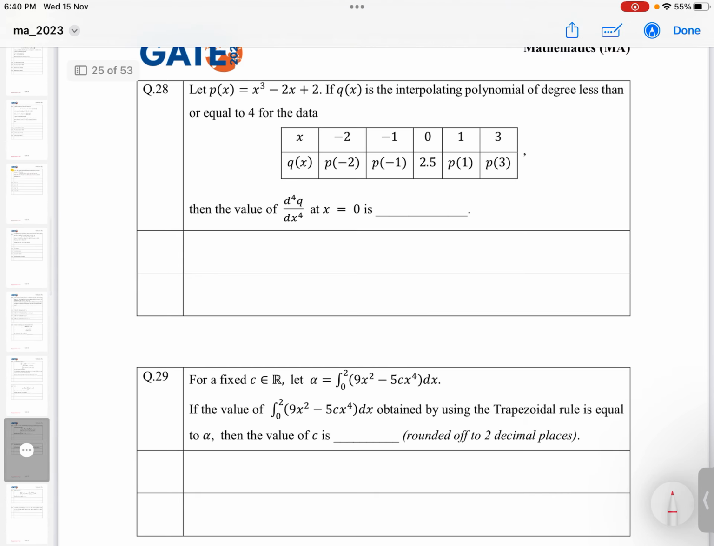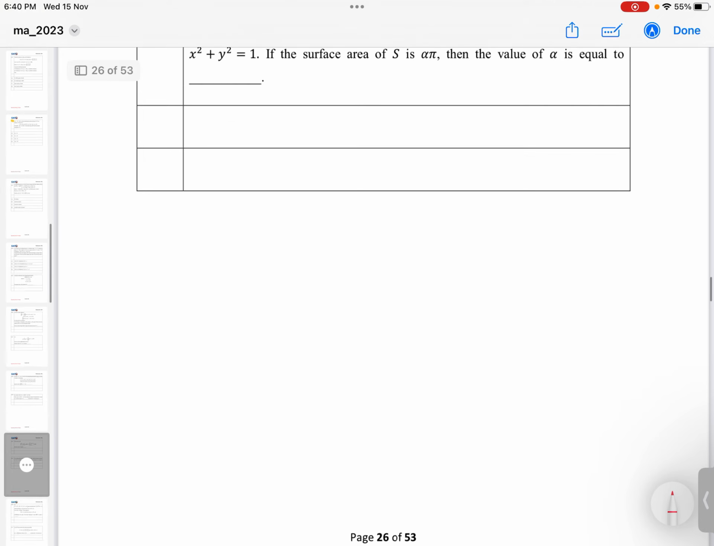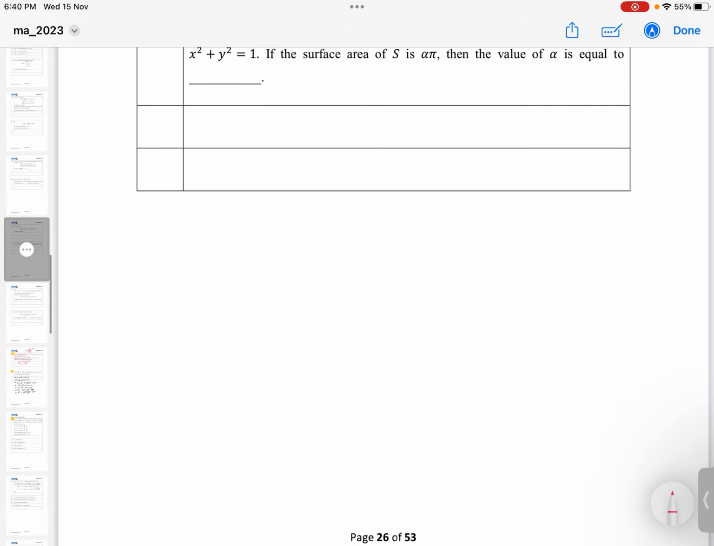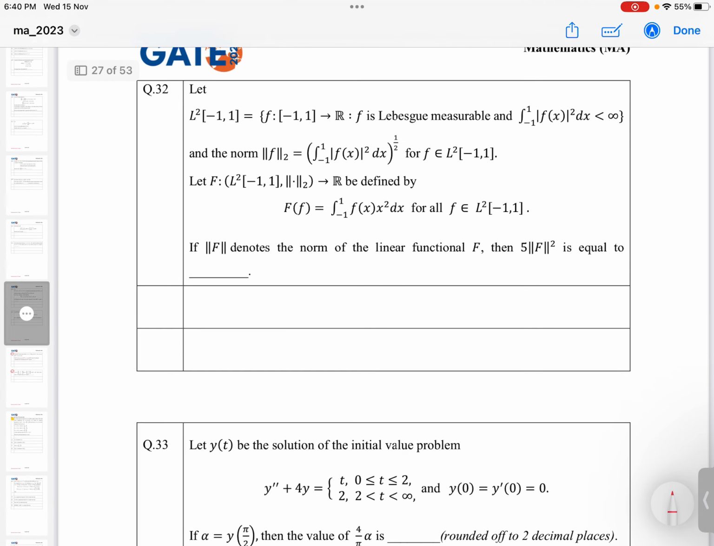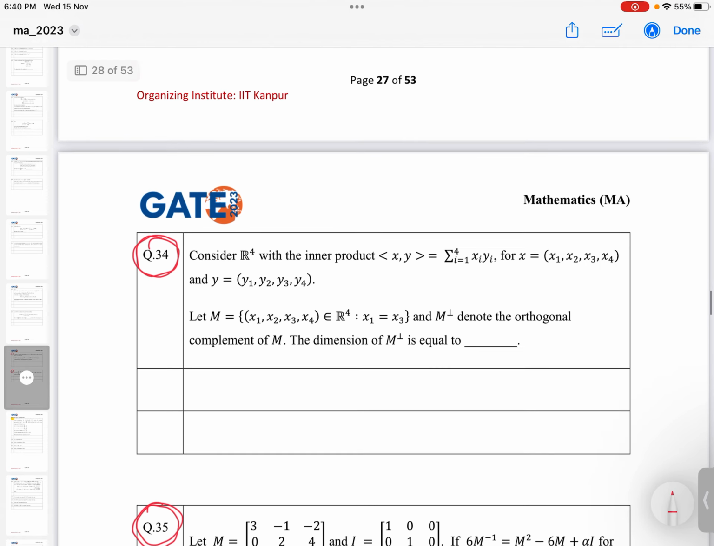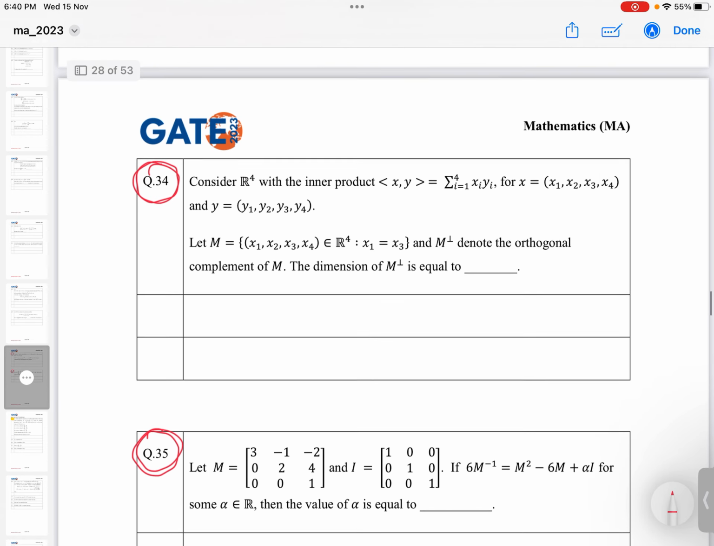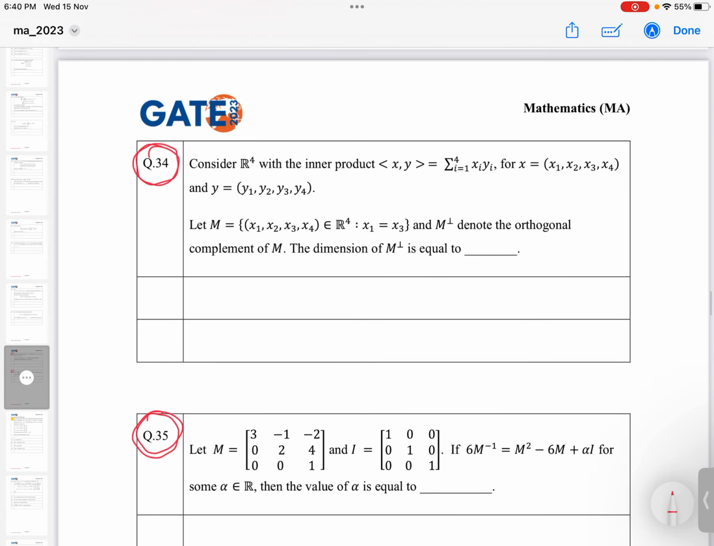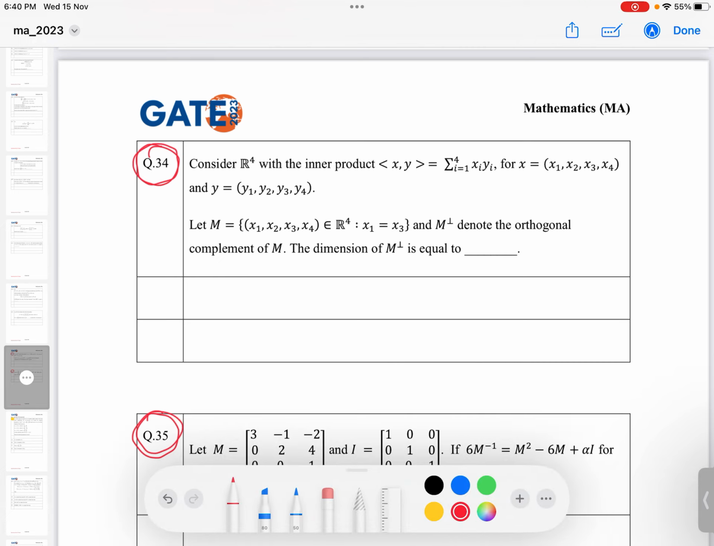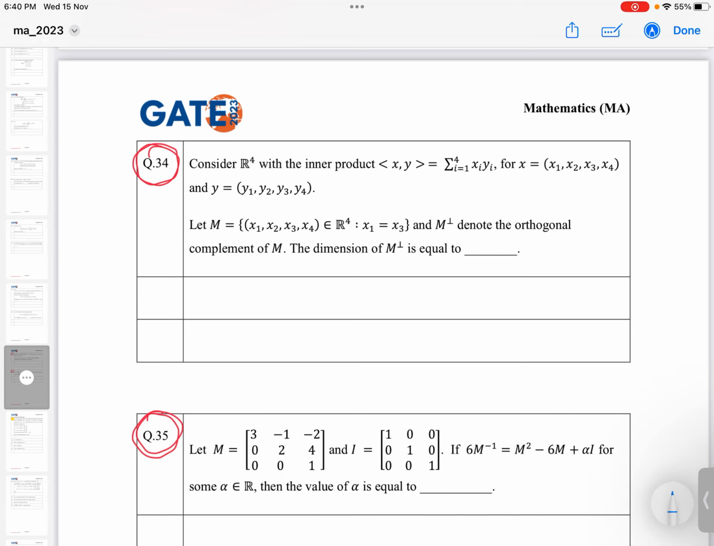Okay, so 28, 30, 31, 32, 33, 34. Okay, now in question 34, consider R4. So the dimension of the space is given, that is 4 dimensional with inner product.